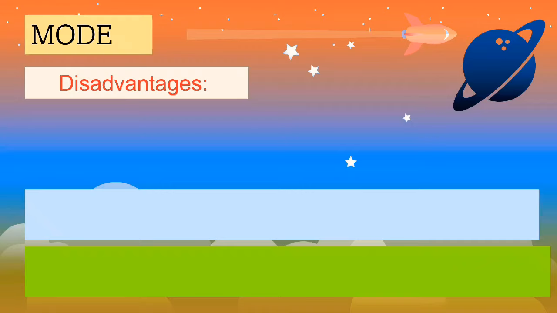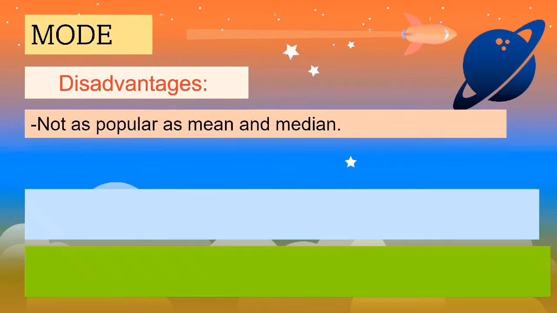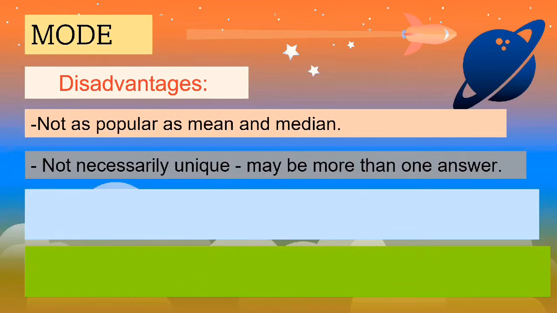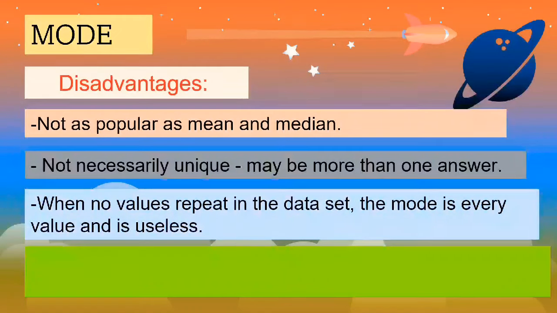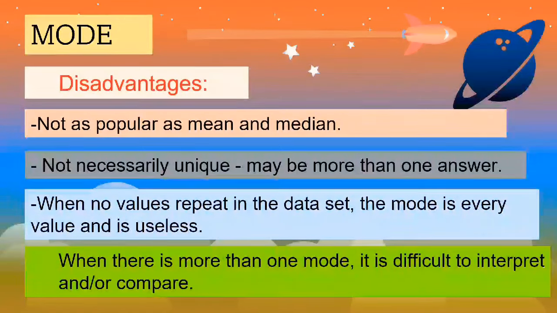In terms of its disadvantages, it's not as popular as the mean and median. It is not necessarily unique because in some cases we can get not only one answer. When no values repeat in a dataset, the mode is every value and is useless. And last but not the least, when there is more than one mode, it is difficult to interpret and or to compare.